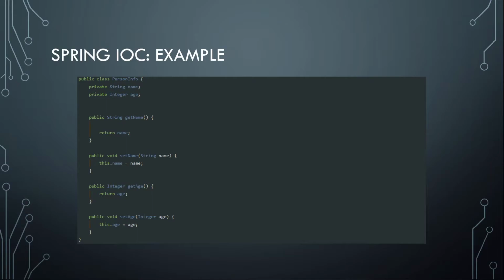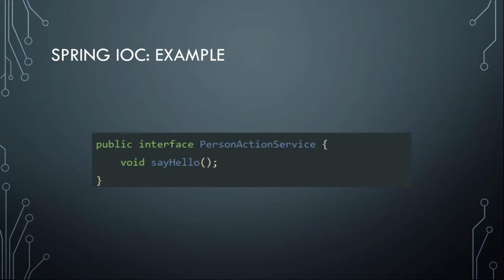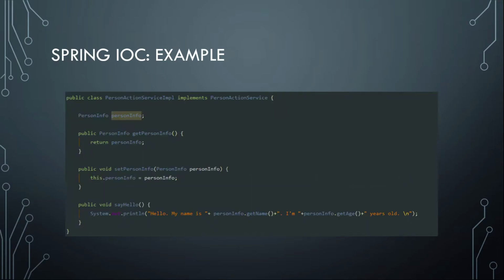Here is an example of Spring IOC. Here, I create a class named PersonInfo. It includes two attributes, name and age, and their getter and setter methods. Here is the interface, which includes a sayHello method. Here is a concrete class, which implements the interface above. And the sayHello method outputs the name and age of the PersonInfo.